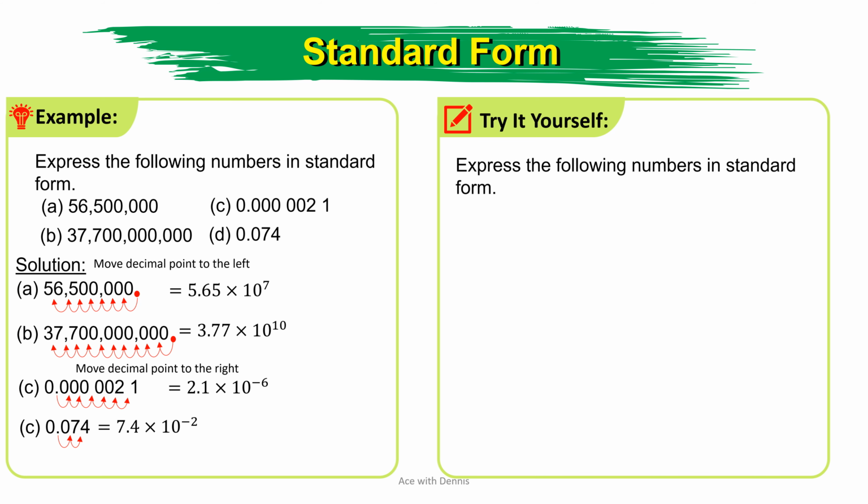Now, let's try this example yourself. Express the following numbers in standard form. A. 8,100,000. B. 51,200,000. C. 0.0000056. D. 0.0039. You can pause the video and try to solve it yourself.